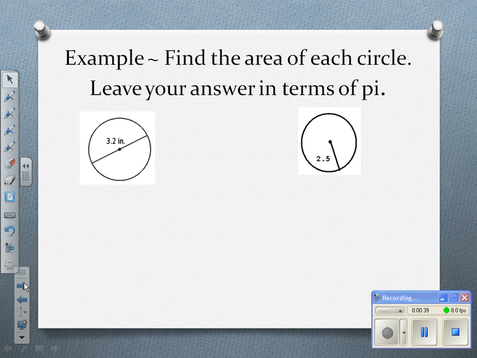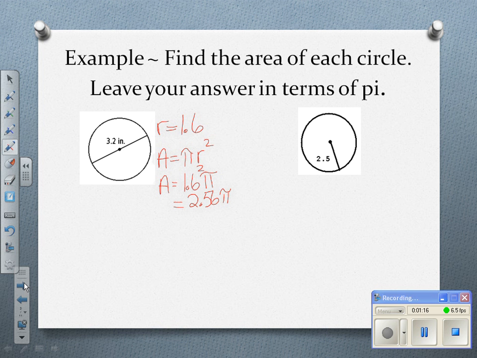In the first example, the 3 and 2/10 is actually the diameter. So remember, the radius is half that. So half of that is 1 6/10. And then I can just plug it into my formula, pi r squared. I always put numbers first. It's out of habit. The commutative property says it's okay to do that. And so if I square 1 6/10, I get 2 56/100 pi. And the directions told us to leave it in terms of pi, so we're done.